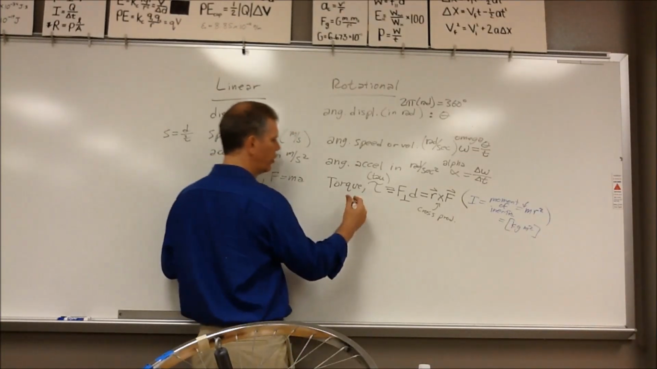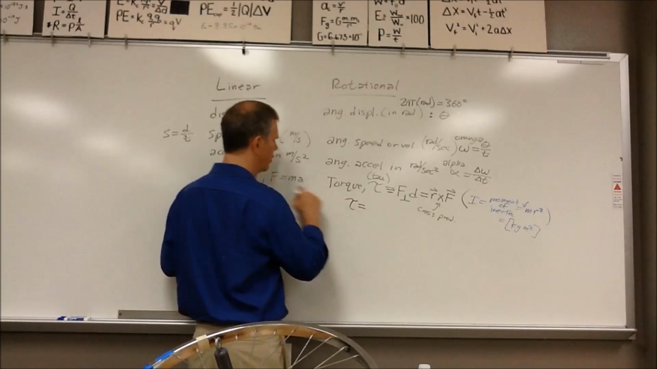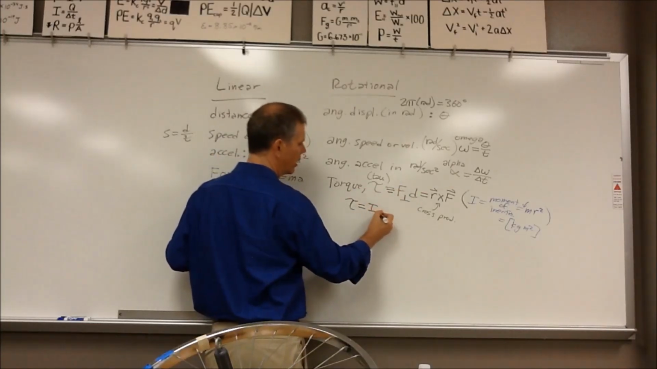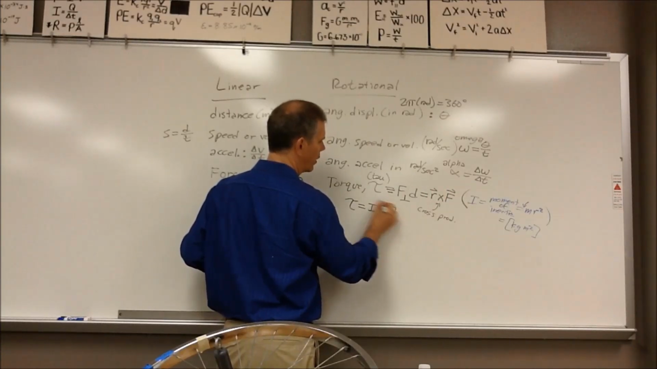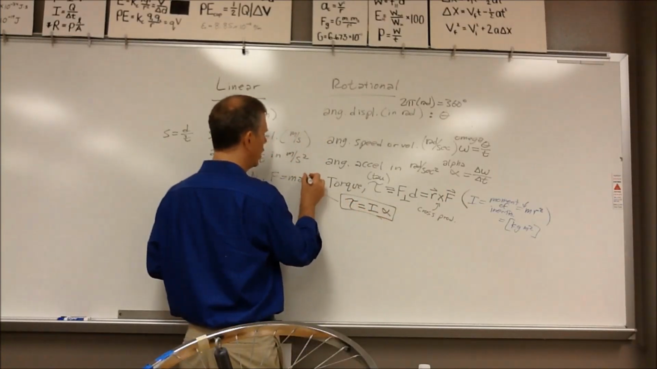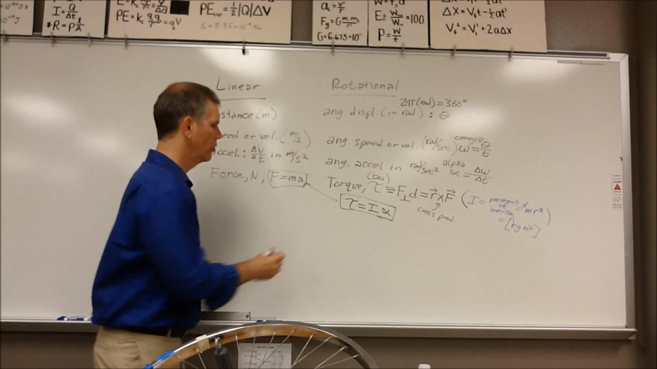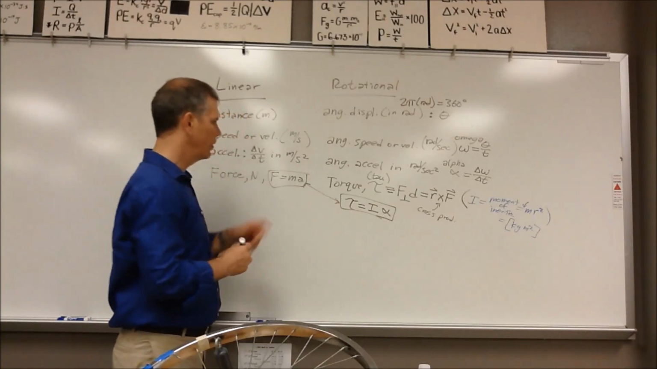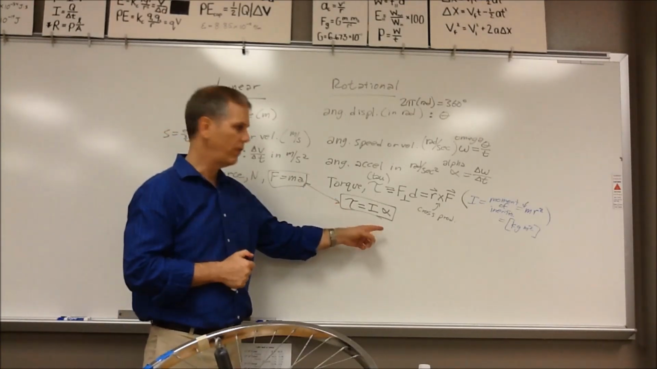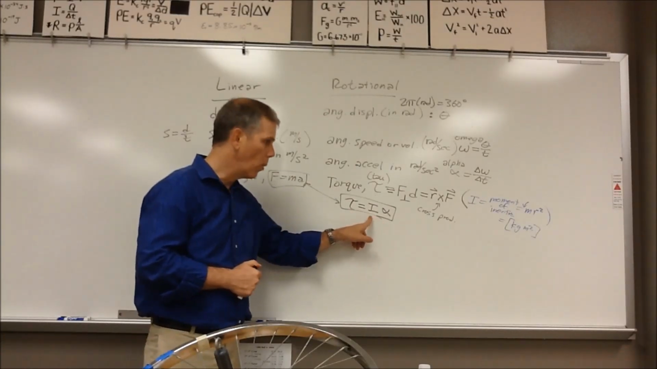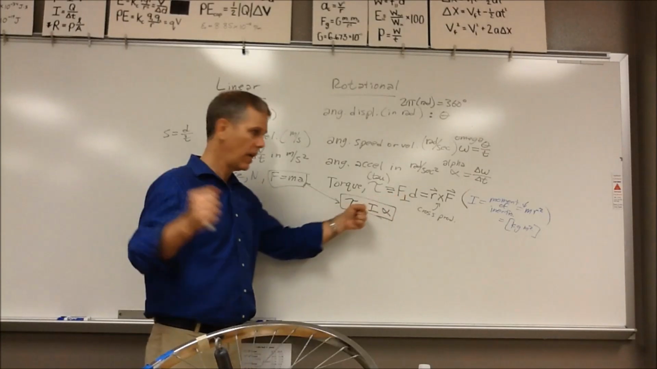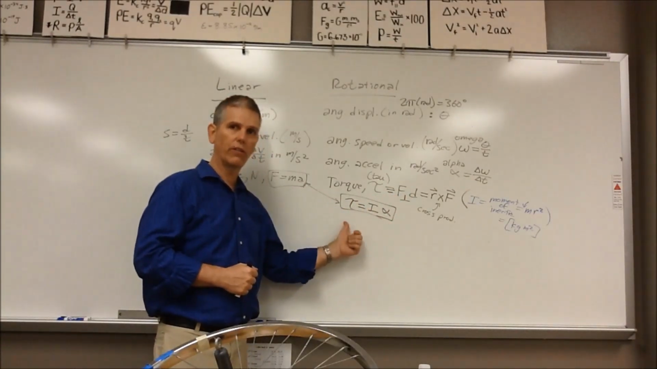torque equals my moment of inertia times my angular acceleration. There you go. Those would be their analogs. Those would be the equivalents. F equals ma, torque equals I alpha. More torque, more angular acceleration. More moment of inertia, less angular acceleration for the same torque.